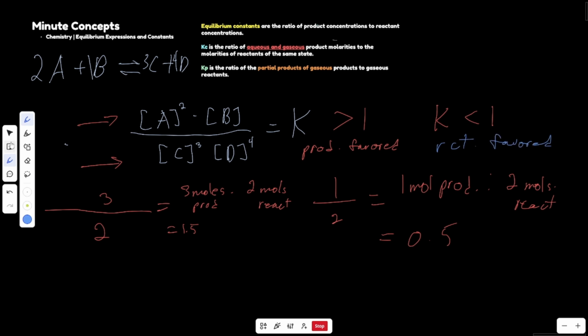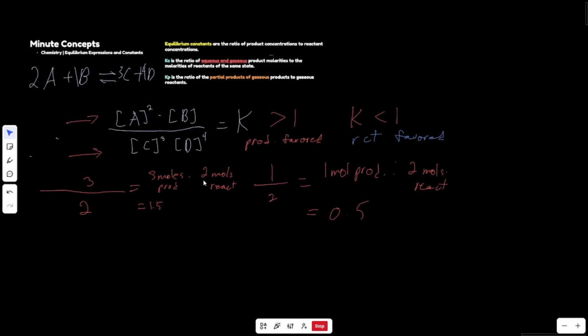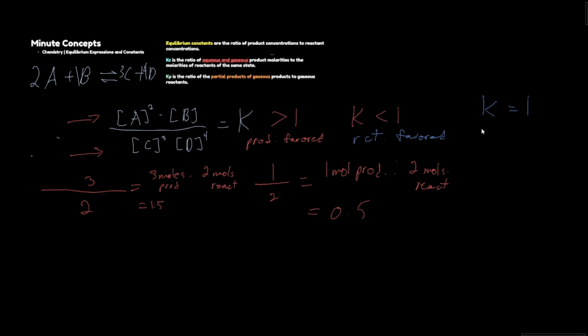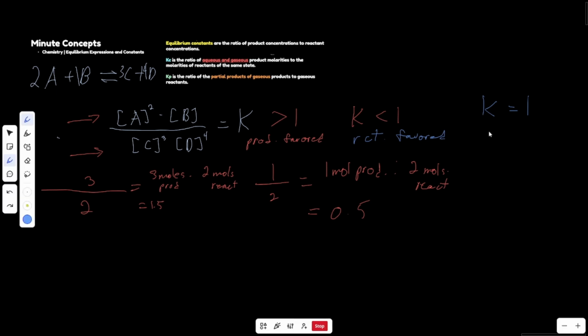And of course, if they're 1 to 1, if K is equal to 1, that means they exist equally. Their concentrations are equal. So it's just equally favored.